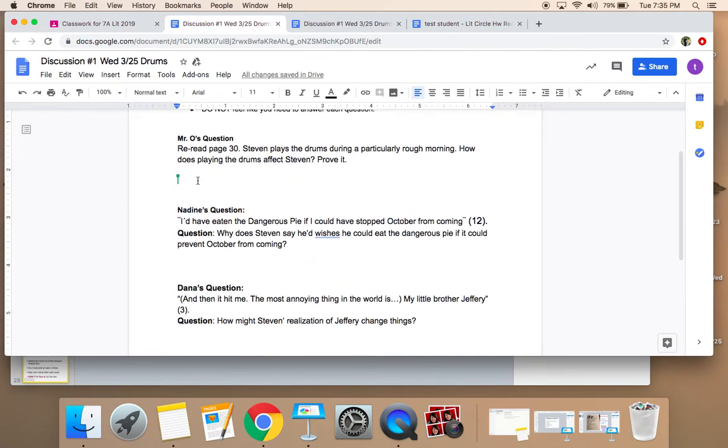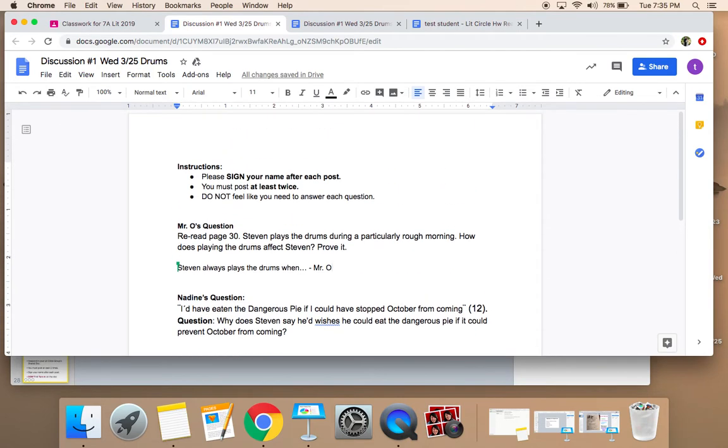So for example, if I answered Mr. O's question, Stephen plays the drums during a rough morning. How does playing the drums affect Stephen? Stephen always plays the drums when... I'm not going to give it away, what I actually think. And I'm going to sign it as Mr. O. That's very important, so that way I can give you credit for participating in class. You're going to get a grade for participating.